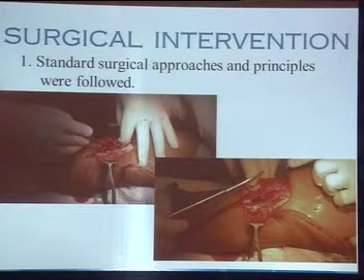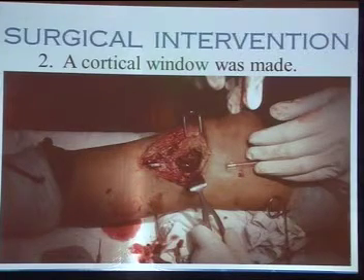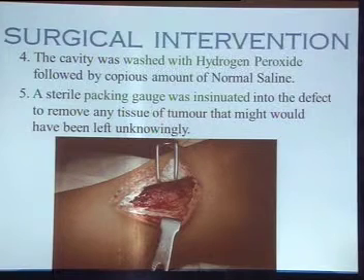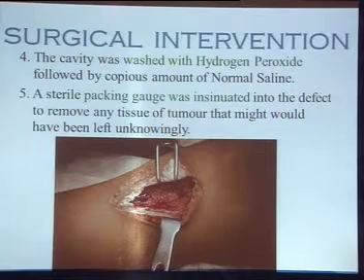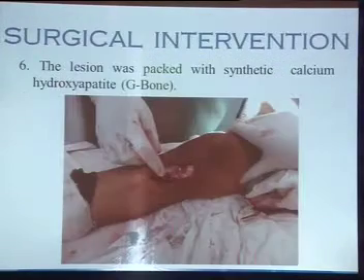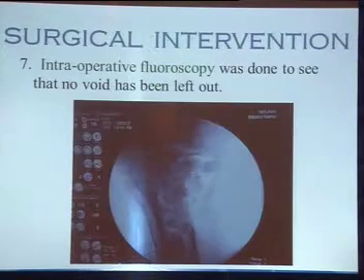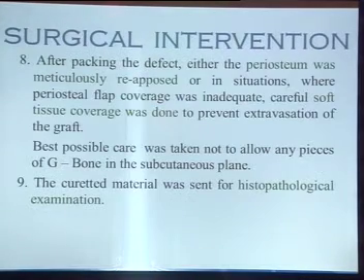A few words about the surgical intervention of our procedure. Standard surgical approaches and principles were followed. A cortical window was made. Thorough intralesional simple curettage was done. The cavity was washed with hydrogen peroxide, followed by a copious amount of normal saline. A sterile packing gauze was insinuated into the defect to remove any tumor tissue that might have been left unknowingly. Then the lesion was packed with synthetic hydroxyapatite, G-Bone. Intraoperative fluoroscopy was done to see that no void had been left out.